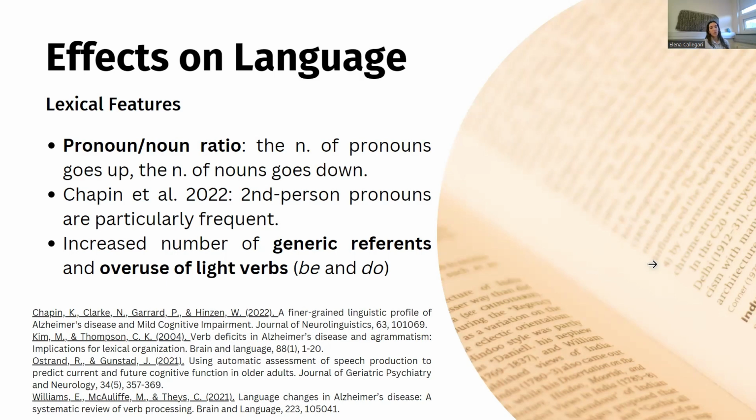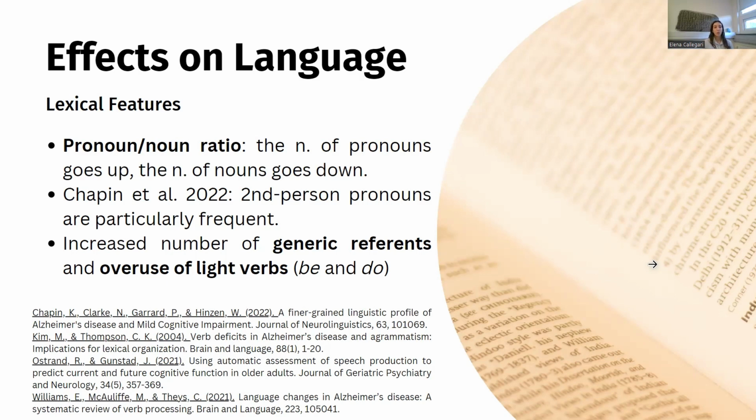Different studies, however, say different things. So for example, again, this very recent study by Chapin et al. says that, yes, we have a higher number of pronominal elements, but it's not necessarily third person pronouns like he, she, or it. It's generally second person pronouns that are more frequent in the speech of individuals with Alzheimer's. That is because individuals with Alzheimer's tend to make generic statements, you did this, you did that, or they tend to just address their interlocutor a lot.